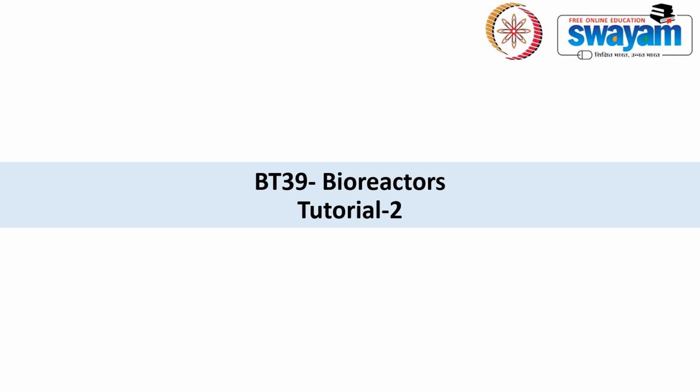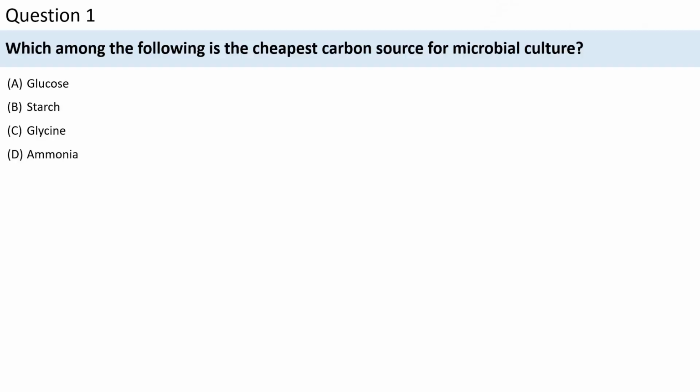So now we are going to see BT39 Bioreactors in the PTL course, tutorial 2 session. So the very first question is: which among the following is the cheapest carbon source for microbial culture? Option A, glucose. Option B, starch. Option C, glycine. Option D, ammonia.